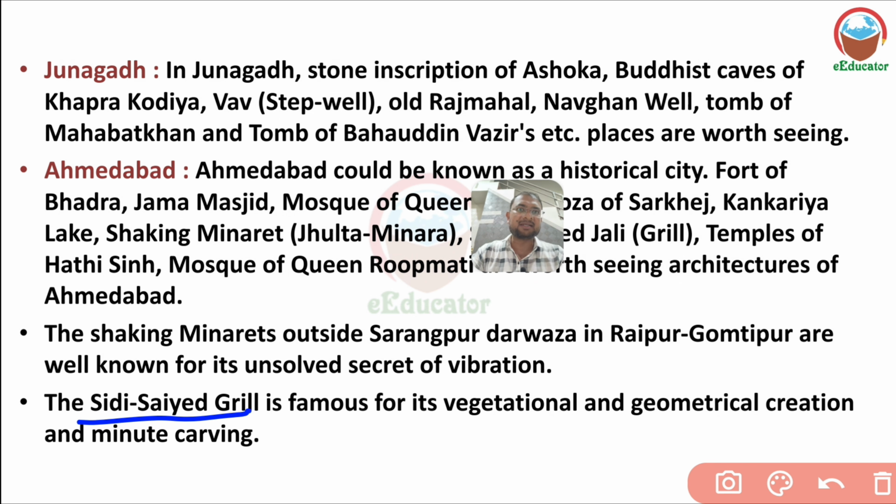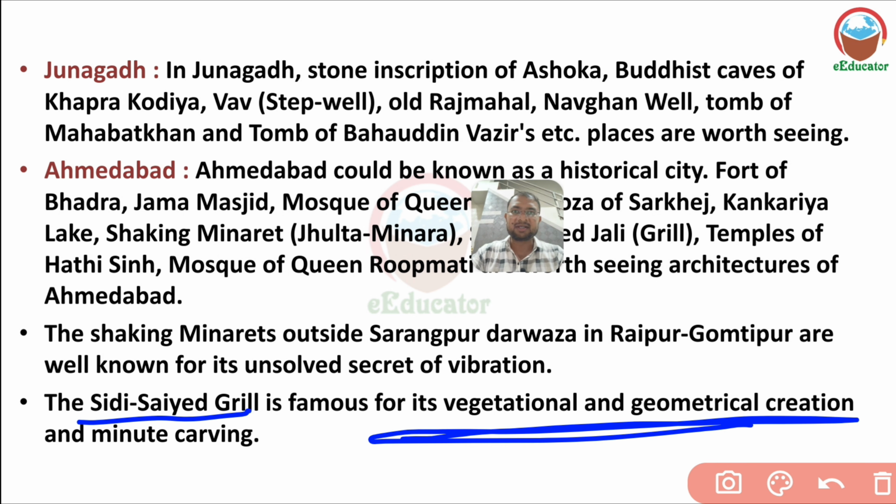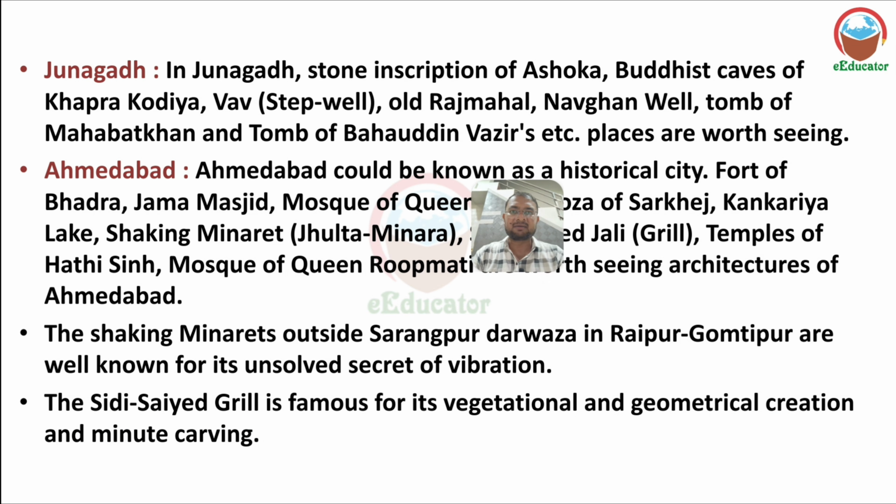Now Siddhi Sayyed Jali. Siddhi Sayyed Jali is famous for its vegetational and geometrical creations and minute carving. This Siddhi Sayyed Jali is carved out of a single rock. Like we keep a grill over windows, the same, it is a window grill carved out of a single stone here. Minute carvings are found.